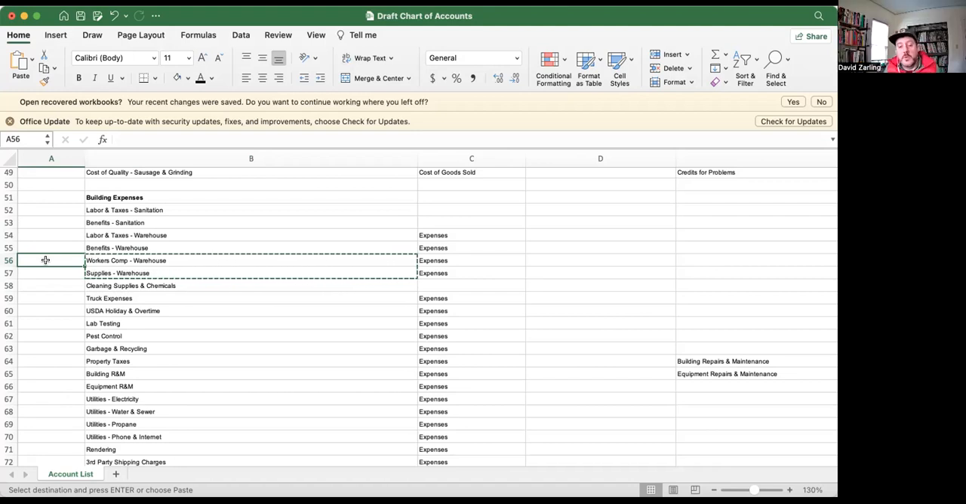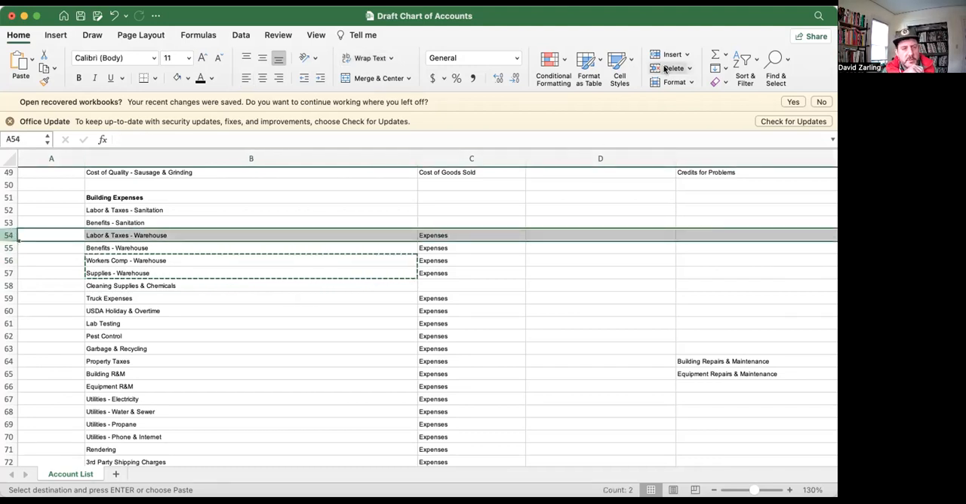Sure. Okay. That's just my experience. Yeah, that makes sense. Two questions. First one is, why isn't sanitation part of COGS?